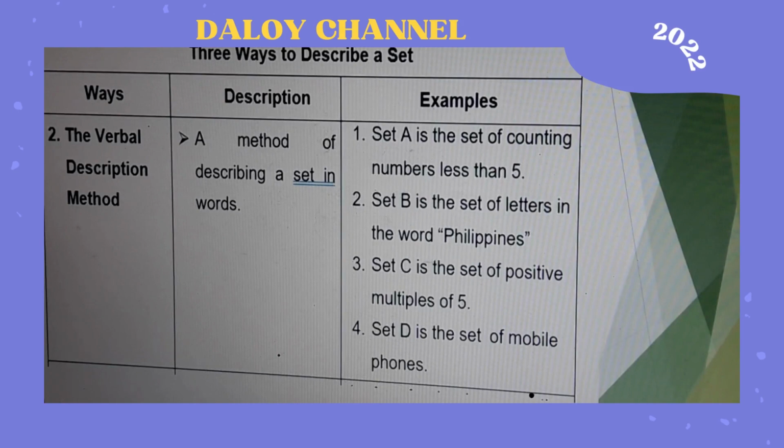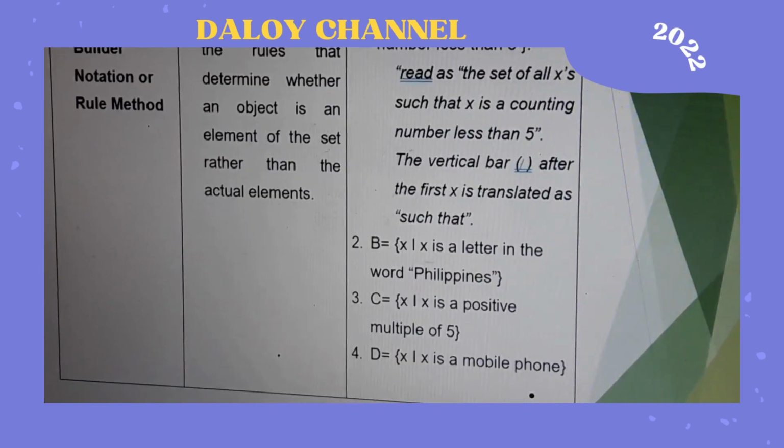Second example, set B is a set of letters in the word Philippines. This is already illustrated in the roster form. Number 3, set C is a set of positive multiples of 5, or numbers increased by 5. Number 4, set D is a set of mobile phones.